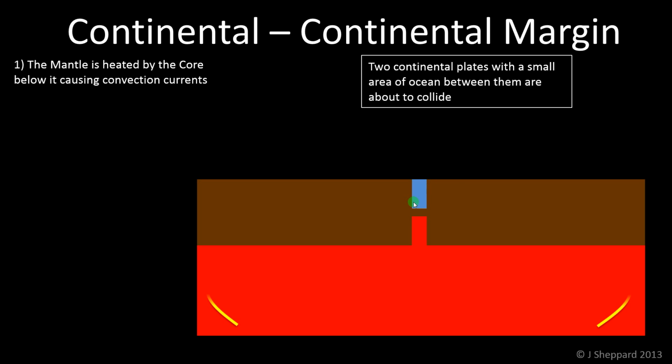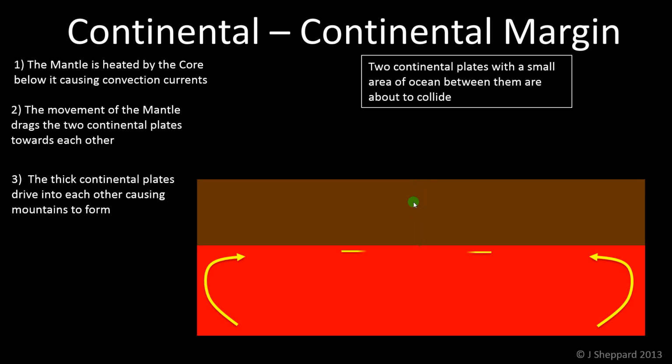And so what happens is, again, convection currents, this time driving both of these plates towards each other. And because the continental crust doesn't really have anywhere to go, it just wrinkles and builds these mountains up. It crumples together. The mountains are built up from the thick plates.